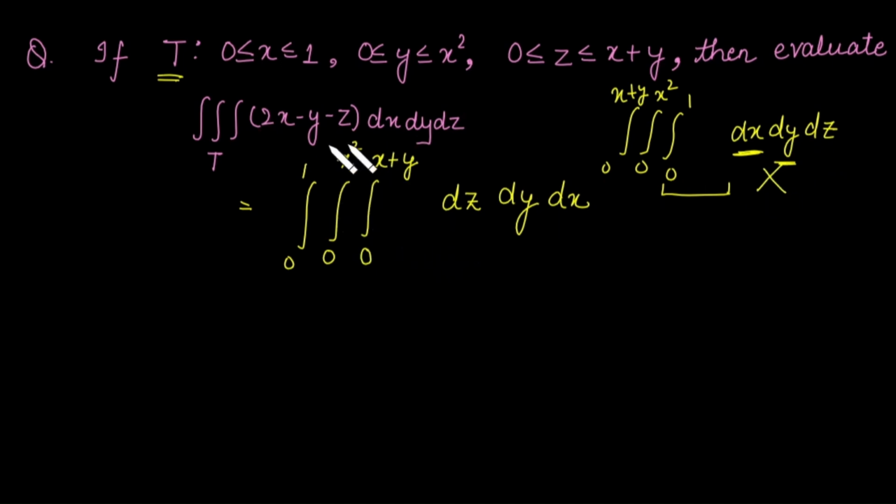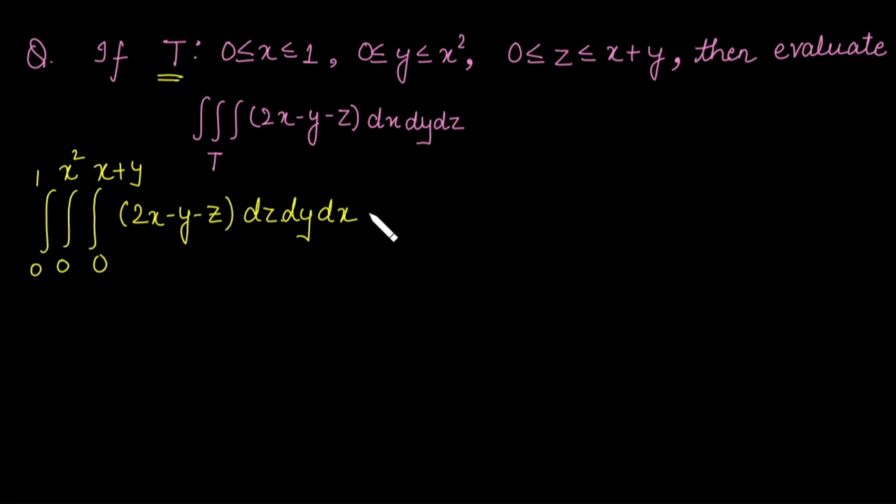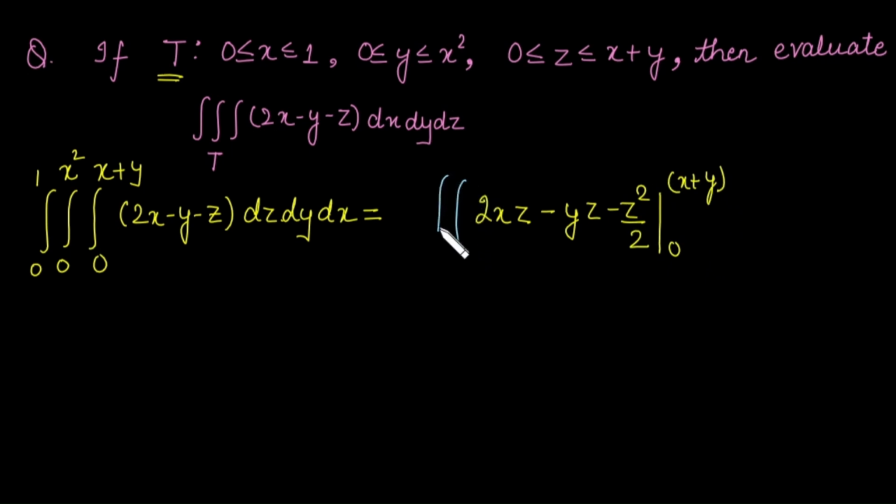Now, how to evaluate the integration in this case? Let's evaluate integration first with respect to z. In that case, x and y are constant. Integration of a constant with respect to z is z. So we can write 2xz minus, in this case, yz minus z square by 2. And the limit of z is 0 to x plus y. And the remaining two integrals are as it is.